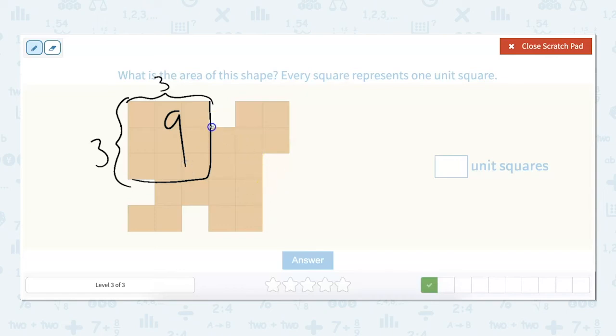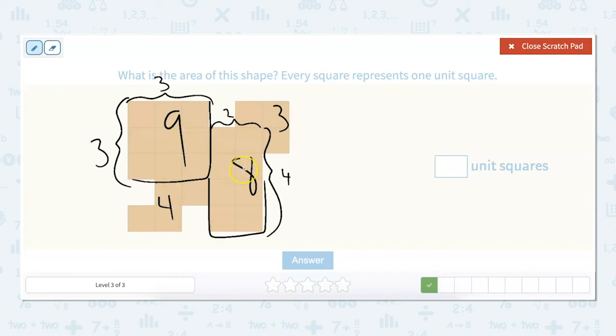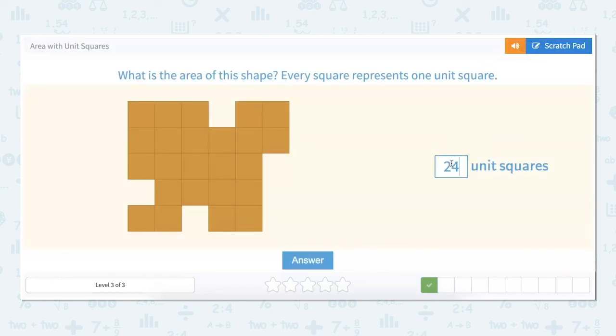Okay, and then we'll do this guy. 2, and our width, or our length, is 4. Okay, so this group is 8. And then the rest, really, you could just count. So 1, 2, 3, 1, 2, 3, 4. So we have 9 plus 8 is 17. 17 plus 3 is 20. And 20 plus 4 is 24. So that is our answer, 24 unit squares.